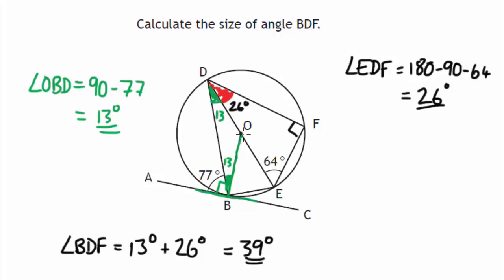So that's how you break it. You break it into the components that you know in relation to the rules. We've got a tangent, we've got an isosceles triangle, and we've got a right angled triangle. So that uses all three rules, and that's your answer.